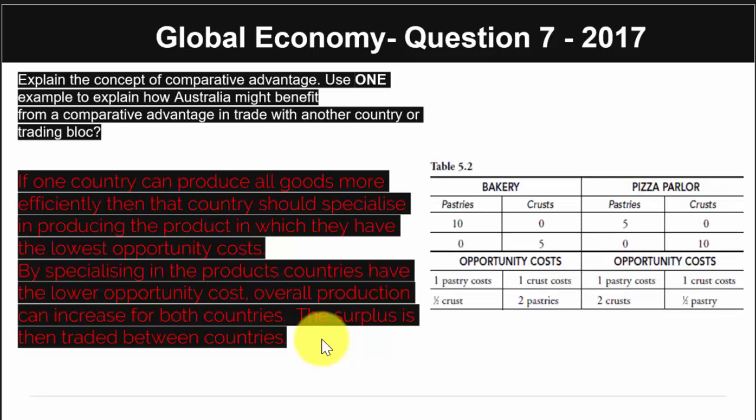Here is a numerical example that you could use to explain your answer, and I would suggest that you do that if you have time. You can see here in this example they've worked out the opportunity costs. So in this instance, the country with a low opportunity cost should produce that particular product. So in this case, the bakery should make the pastries, and the pizza parlour the pizza here.